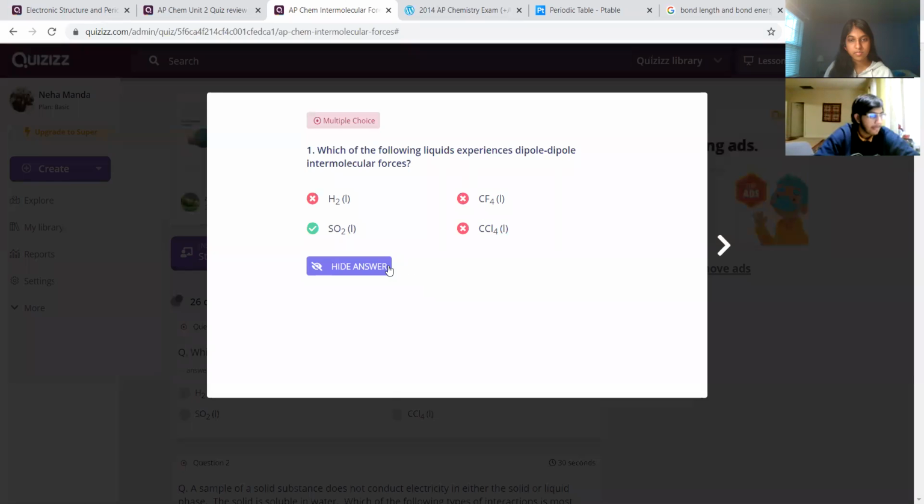Usually if it has carbon and 4 elements, usually it'll be nonpolar. Okay, yeah, SO2. It's going to be polar, because it's not symmetrical. You can just look at the structure.